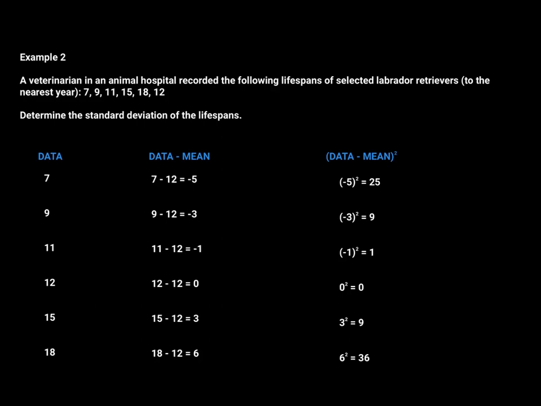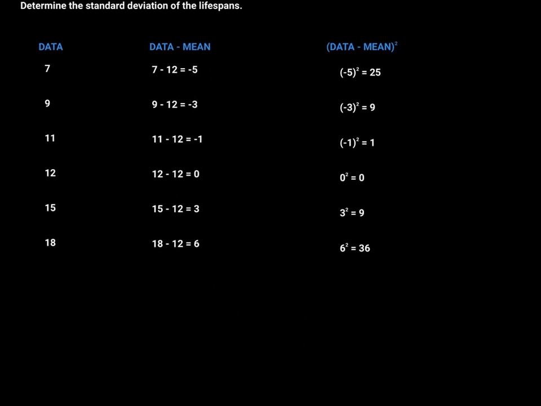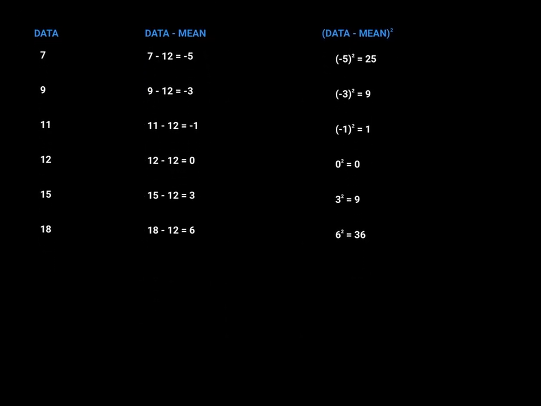I'd like to draw your attention to something here. Let me see if I can move this up. If you have done this correctly, then the sum of all of these differences should be 0. -5 plus -3 is -8. -8 plus -1 is -9. -9 plus 0 is -9. -9 plus 3 is -6. And -6 plus 6 is 0. So when I sum all of these differences, I get 0.